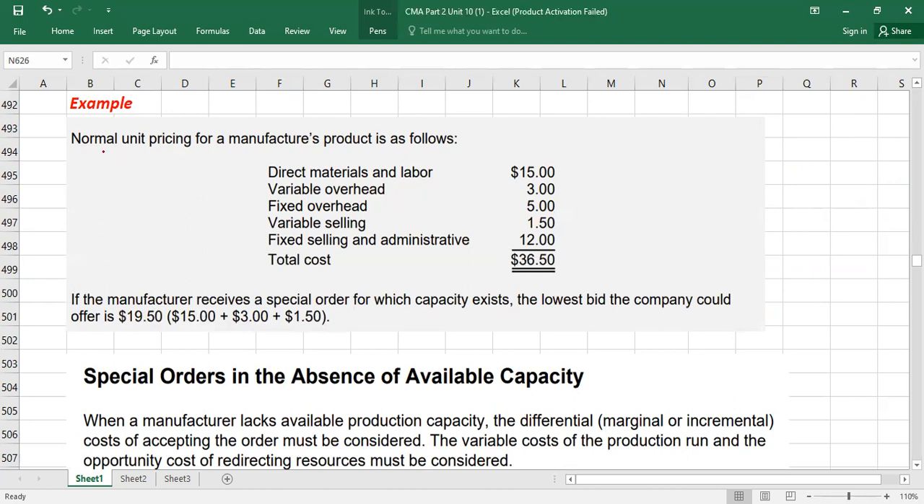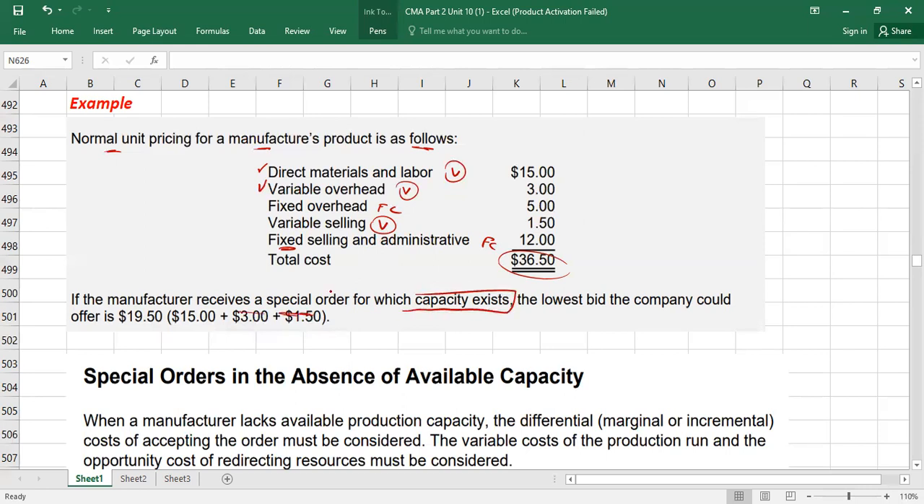They're telling you the normal unit pricing for the manufacturer's product is as follows. For example, let's assume this is the cost data. First, we have direct material and labor cost. This is pure variable cost. We have a variable overhead cost. This is also variable cost. We have a fixed overhead. This is fixed cost. We have variable selling. This is variable cost. Fixed selling. This is fixed cost. And then we have a total cost, how much? 36.5.